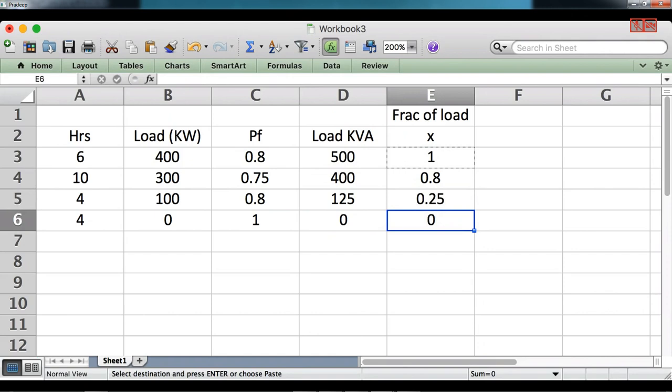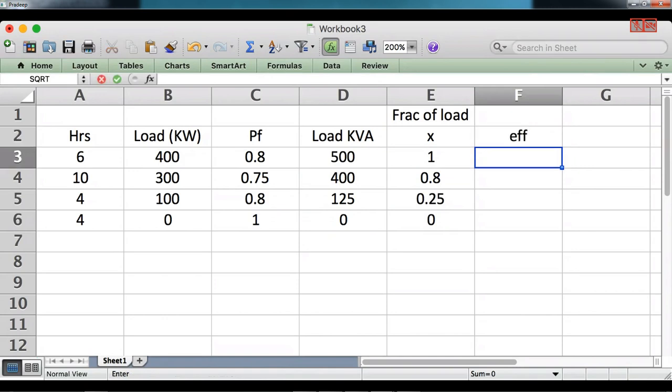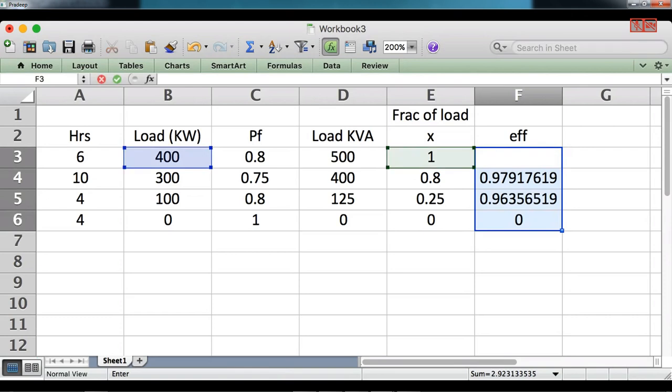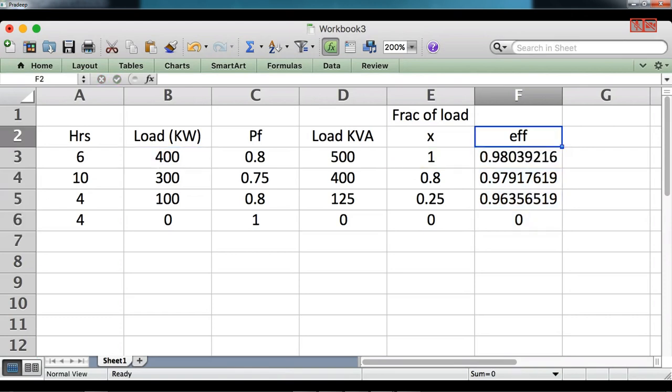Also, what is the copper losses? I can find out the efficiency. So efficiency is nothing but output divided by output plus losses. So the iron loss already defined as 3.5 kilowatts plus copper loss will be nothing but square of x multiplied by 4.5 kilowatts. So this way 98% efficiency. Oh, by the way, I should not use this formula. This is instantaneous efficiency. I think let me delete this.